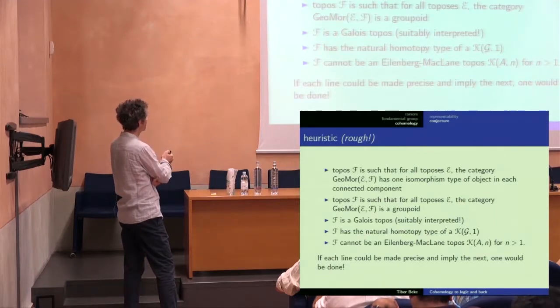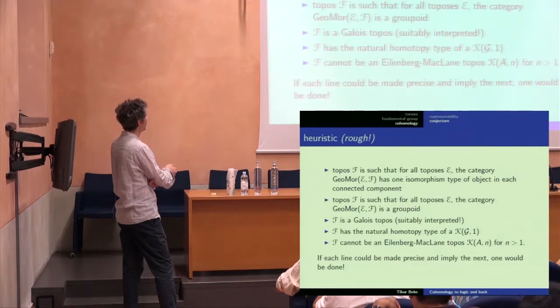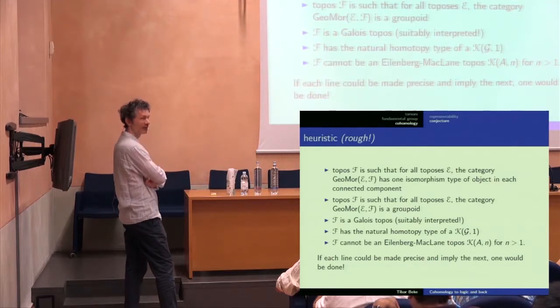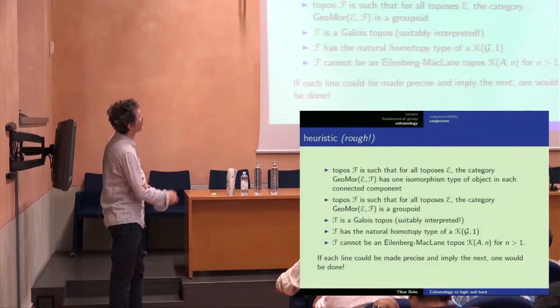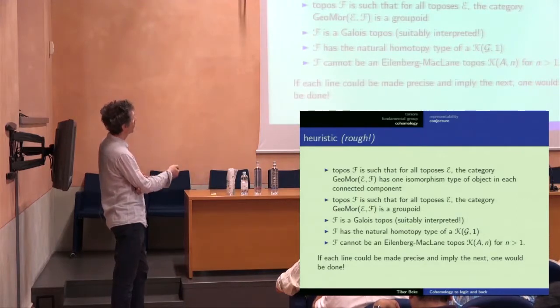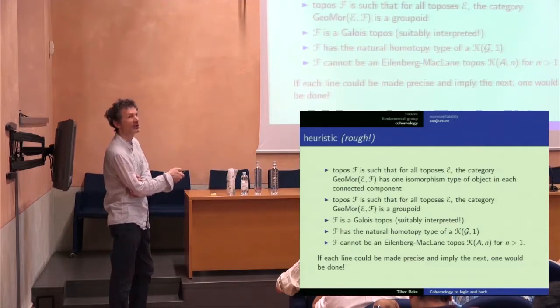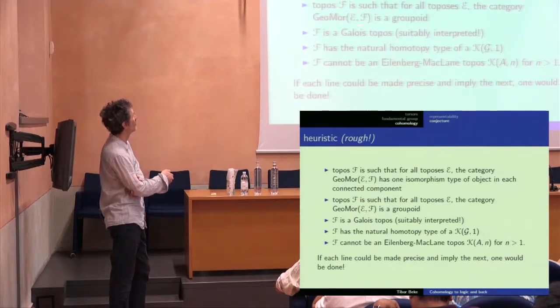So neither line is a statement in itself. This is this statement implying this statement, implying this statement, implying this statement, implying this statement. If this chain of implications worked, that would be the conjecture that I made on the previous slide. For example, if you have a topos so that its category of models in any topos has this very funny property, one isomorphism type of object in each connected component, this is so rare that I want to say that it means the category of models of that theory is always a groupoid.